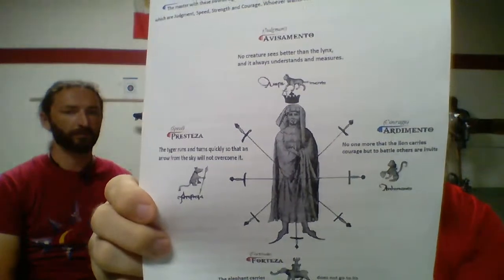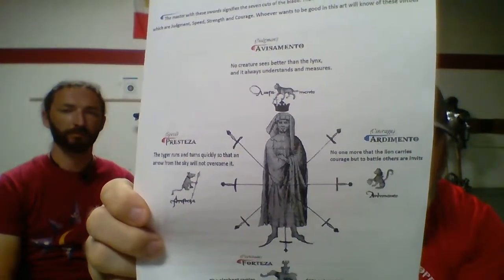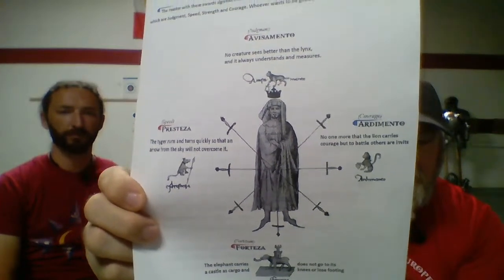When we look at the Segno, this is not in front of the two-handed sword section. And when we look at the illustration of the swords, it's important to understand what kind of information the master is giving us. The words that he uses: the master with these 7 swords signify the 7 cuts of the blade. The 4 animals signify the 4 virtues, which are judgment, speed, strength, and courage. Whoever wants to be good in this art will know of these virtues.